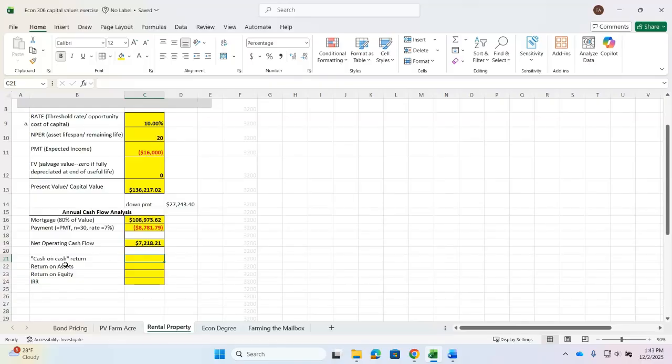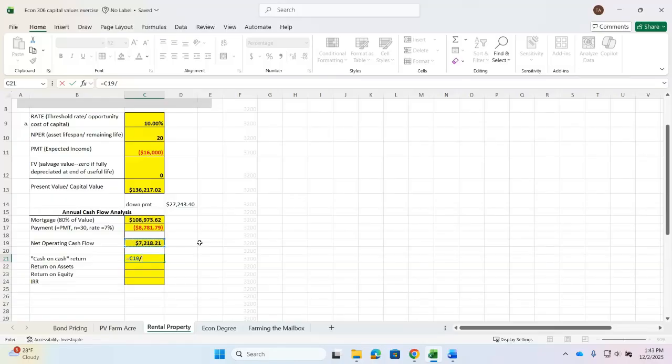Now, we can calculate a few things here to compare this investment against others. First off, cash on cash. How much are we earning? We're earning, well, I should say not how much are we earning, how much cash are we generating after everything's said and done?